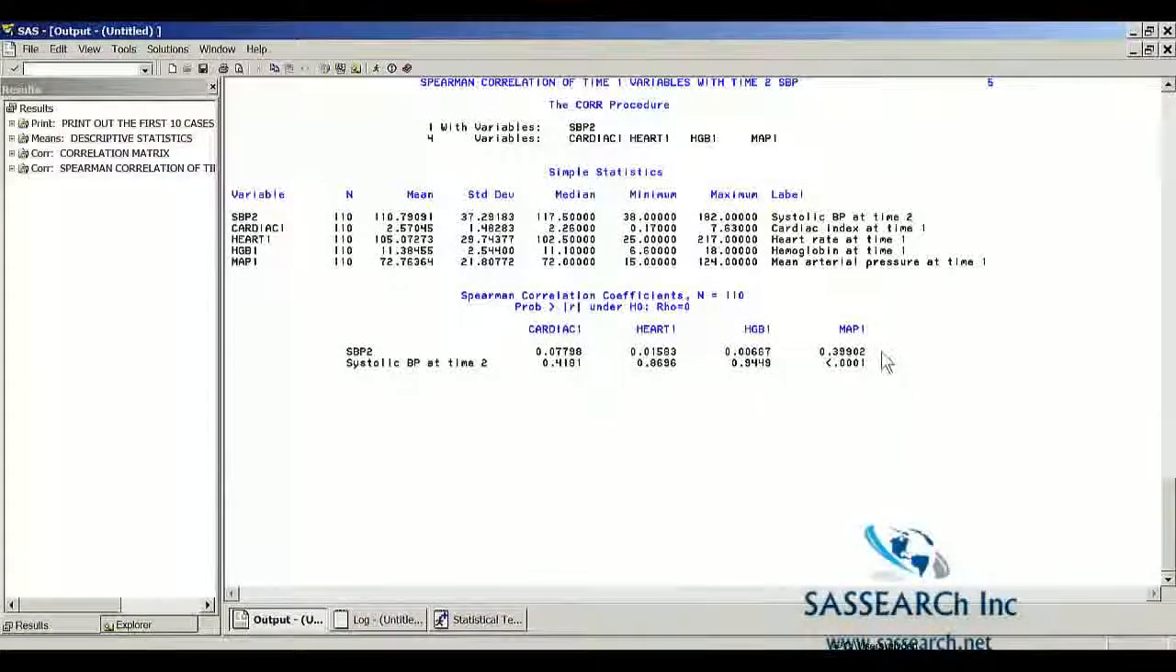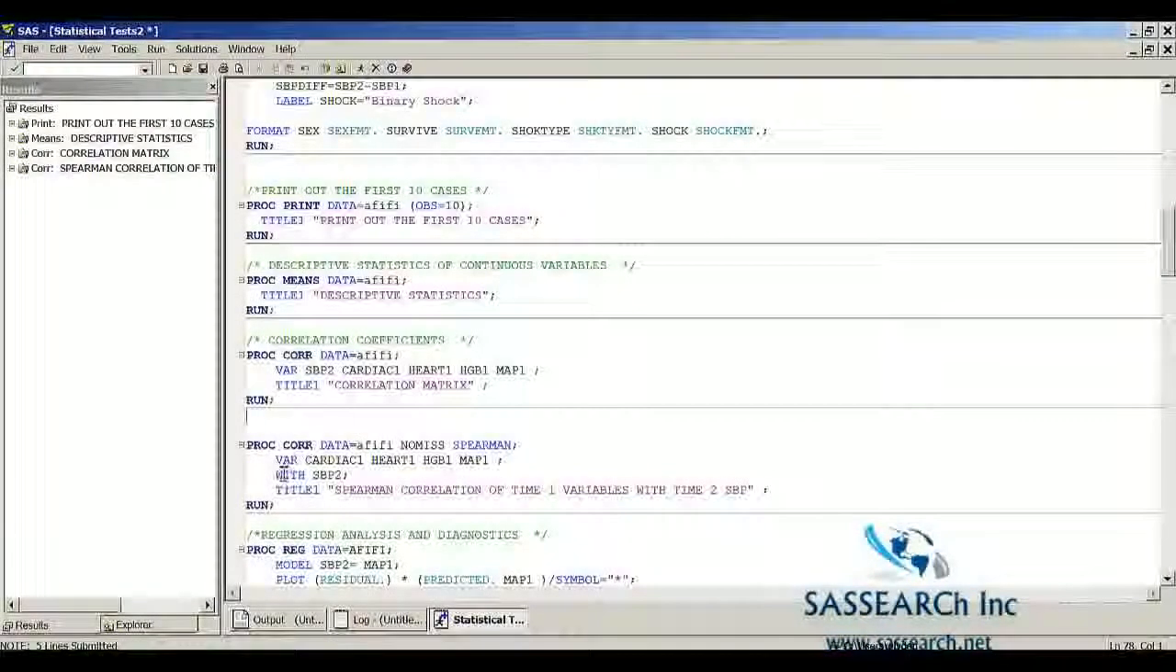So here, using the Spearman correlation coefficient, the correlation between systolic blood pressure at time 2 and mean arterial pressure at time 1 is again about 0.4 and is highly significant. The other thing I want to point out about this code that differs from when I did PROC CORR with the Pearson correlation coefficient is that when I have just a VAR statement, it does a full correlation matrix. It correlates every one of these variables with each other.